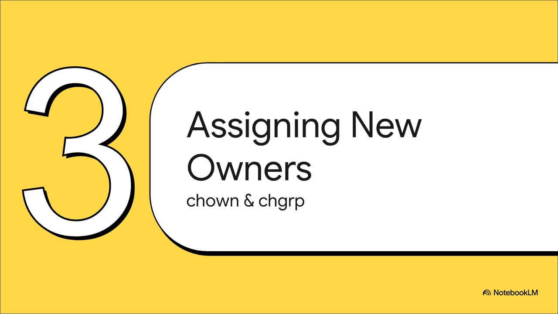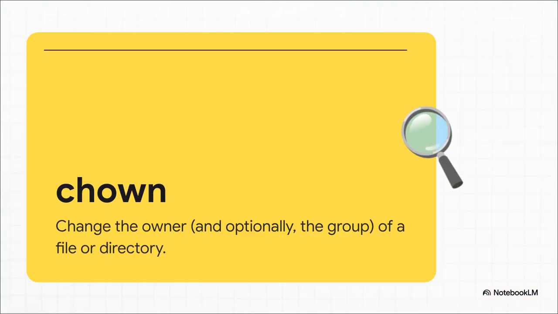Okay, so we've nailed down how to change what people can do. Now let's talk about changing who these rules even apply to in the first place. And for that, we have 2 other key commands, chown and chgrp. Chown, or change owner, is a massive deal for system administrators. I mean, think about it.